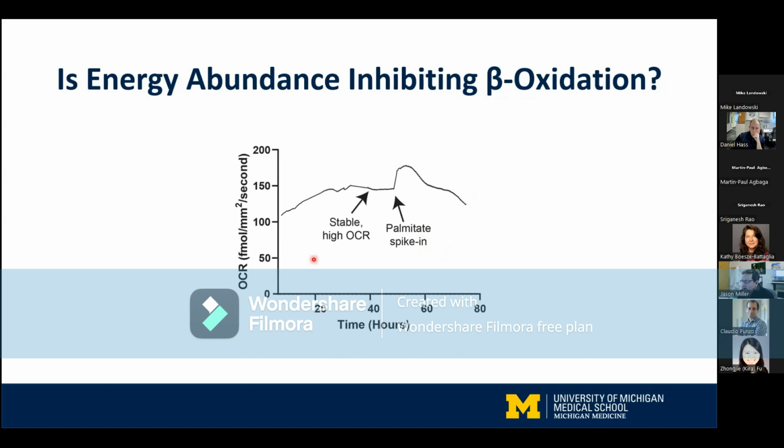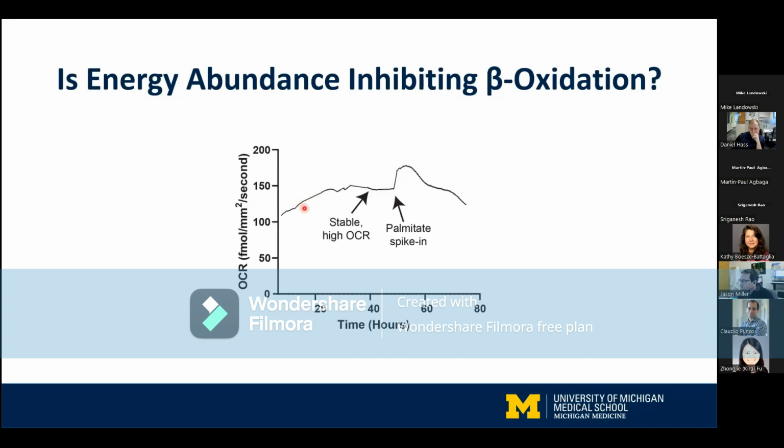But if we put our cells in culture and we let them go long enough that we get to see a good palmitate spike when we spike it in, we can see that the OCAR has not dropped, and therefore we can make the pretty good assumption that energy abundance is equal here as it was anywhere else along this flat part of the line. And so that suggests that it's not just an overabundance of energy that's inhibiting beta oxidation, because here there's still energy available, and yet beta oxidation is definitely promoted if we spike in at this later time point as opposed to earlier.